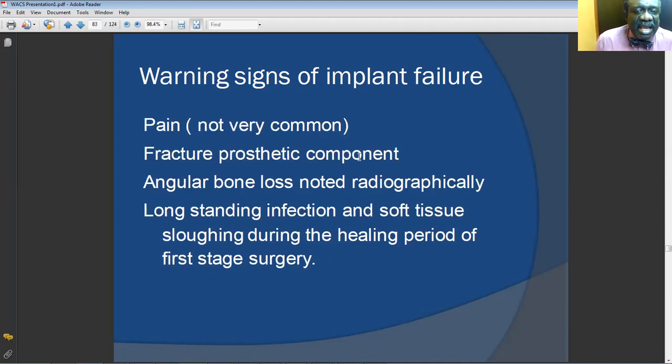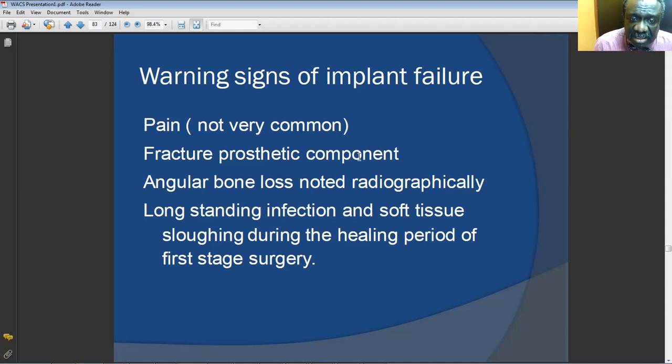With the warning signs of implant failure, pain is not very common. So usually, because there is no pain, the implant will have failed considerably to the point that it is now very mobile, and it is only halitosis due to the pocket formation and its content that will bring the patient to you.